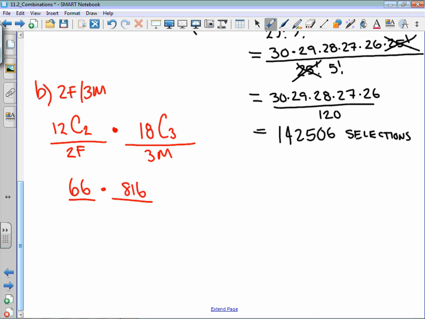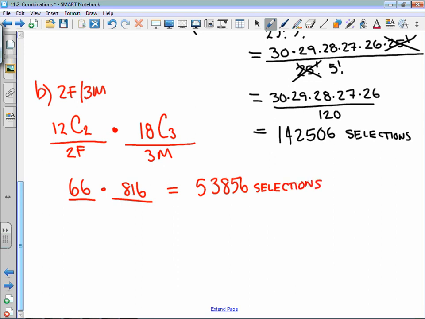Now, I really want to point this out. The reason we're multiplying is for each one of those 816 different male members, there are 66 different female combinations that can be combined with it. That's why we multiply, because we're selecting 2 females and 3 males for that group of 5 people. And if I take 66 and multiply it by 816, I get that there are 53,856 different selections that have 2 females and 3 males on them.